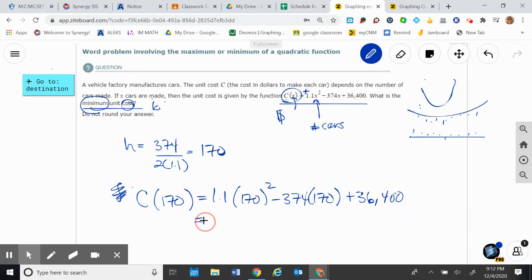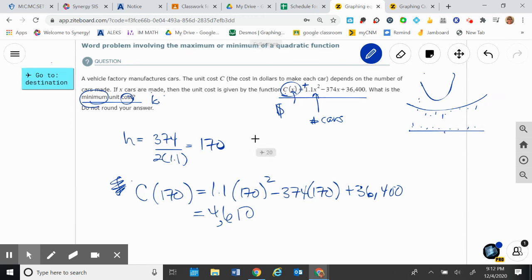Okay, 374 times 170 plus 36,400. And then you just plug it in, literally. So 1.1 times 170 squared minus 374 times 170 plus 36,400. I don't need to put parentheses because my calculator knows PEMDAS. 4,610 is the answer. 4,610. Boom. That's all you had to do. Plug it in, plug it in, plug it in.